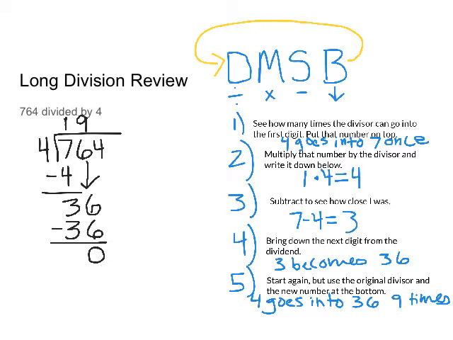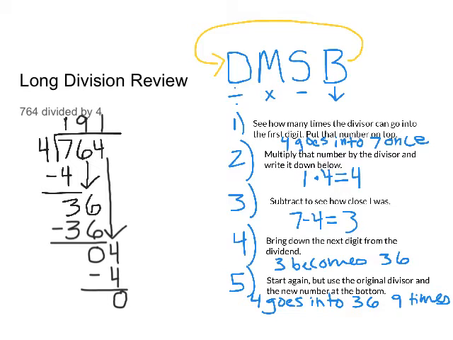But I'm not done yet because I still have a 4. So I'm at my bring down step. I bring down my 4. And 4 goes into 4, another exact one. This is great. 4 goes into 4 one time. And then 1 times 4 is 4. That's my multiply step. I subtract, I get a 0, and there's nothing left to bring down.